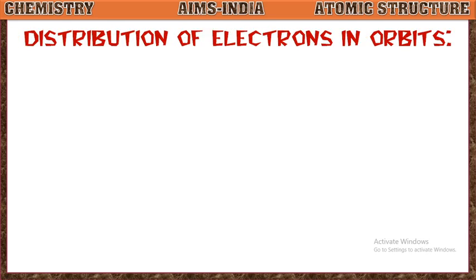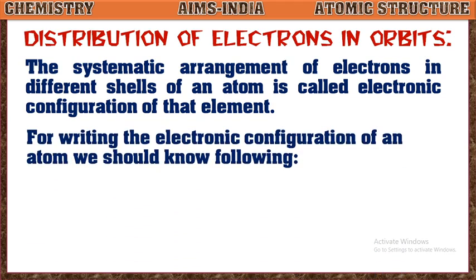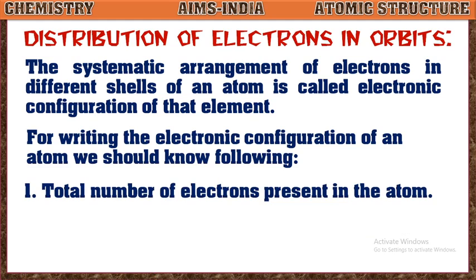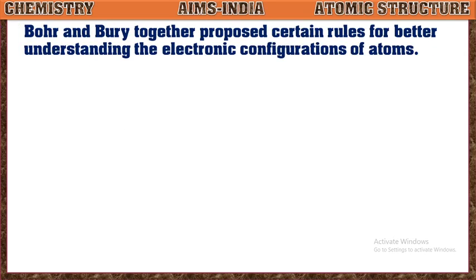Here you see the distribution of electrons in orbits. The systematic arrangement of electrons in different shells of an atom is called the electronic configuration of that element. For writing the electron configuration of an atom, we should know the following points: the total number of electrons present in the atom, and the maximum number of electrons that can be accommodated in each shell of an atom. Bohr and Bury together proposed certain rules for better understanding the electron configurations of atoms. Let us see those rules here.